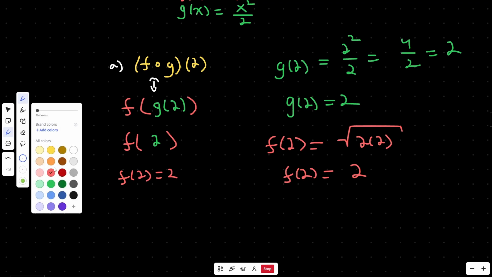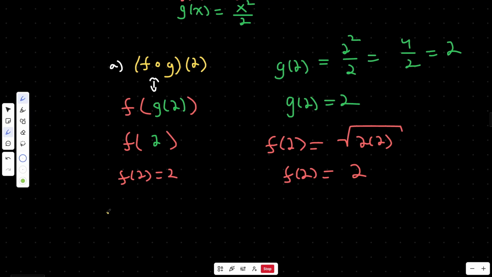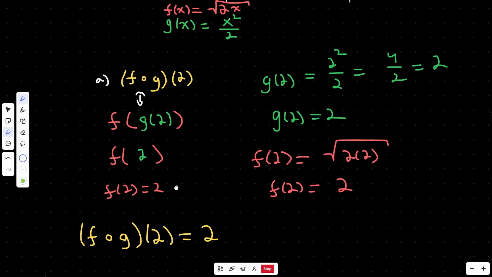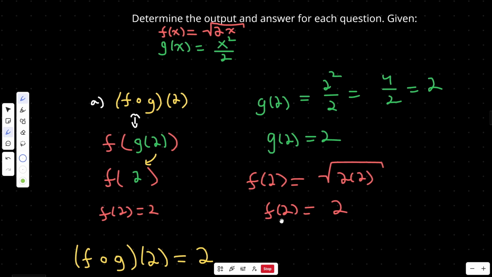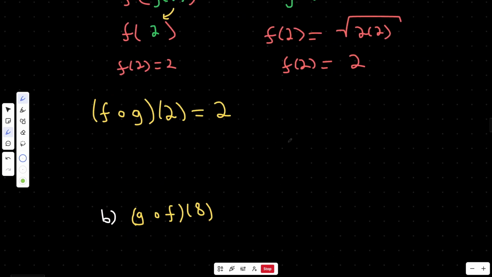Now to write it in a more correct way, based off the question, f of g of 2 is equal to 2. Essentially all we did was take the output of g of 2, put that into our function f of x, used the input 2, and got the output 2. Everything's 2 here, so it might be a little confusing, but hopefully you can follow along. Let's move on to part B.